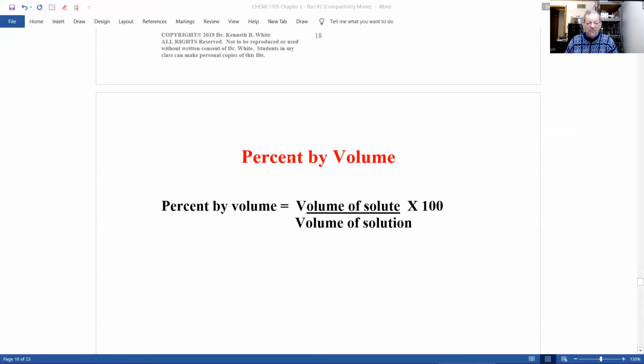So that's percent mass. Now, another one is percent volume. And that's the volume of solute divided by the volume of the solution. And the volume of the solution is obviously the volume of the solute plus the volume of the solvent. Remember, the solvent is the component of a solution present in the greatest amount, and the other components are called solutes. And here again, the higher the number, the more solute that's present.